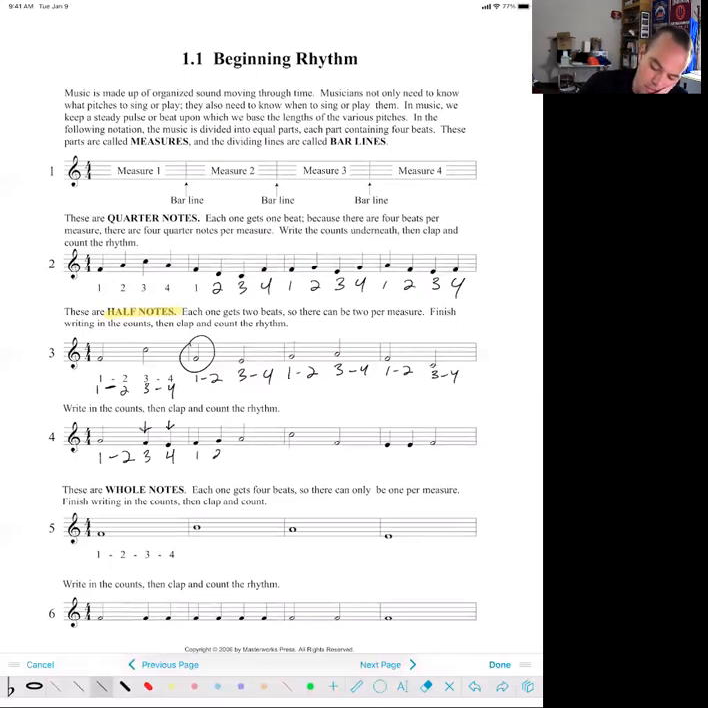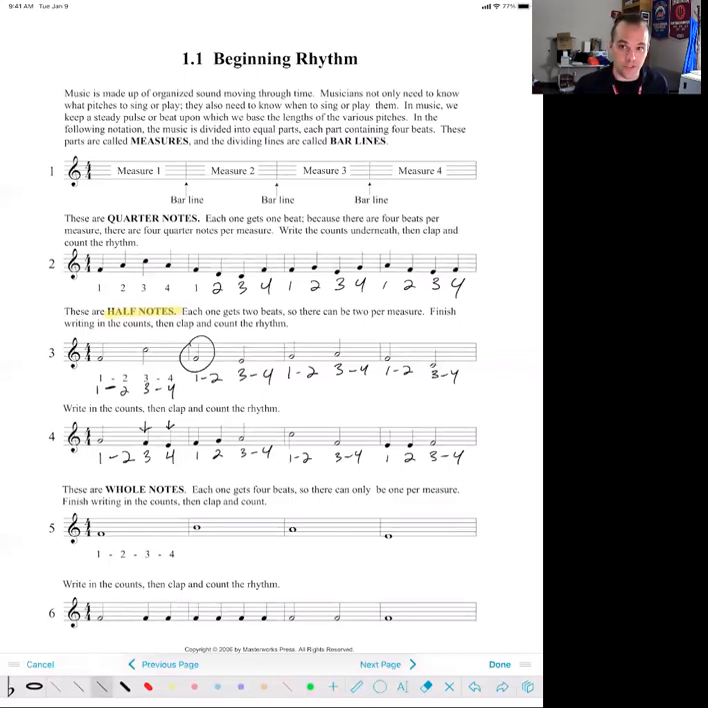Then I go 1, 2, and now 3-4 because I have the half note on the back end of the measure. So that time we went beat 1, beat 2, and then 3-4. Then we have 1-2, 3-4 because it's 2 half notes. And then we have 1, no dash, 2, 3-4. Again, if it's a quarter note, we just write the beat number that it's on, whether beat 1, 2, 3, or 4. If it's a half note, we have to write 2 of them with a dash in between. That's how that works.